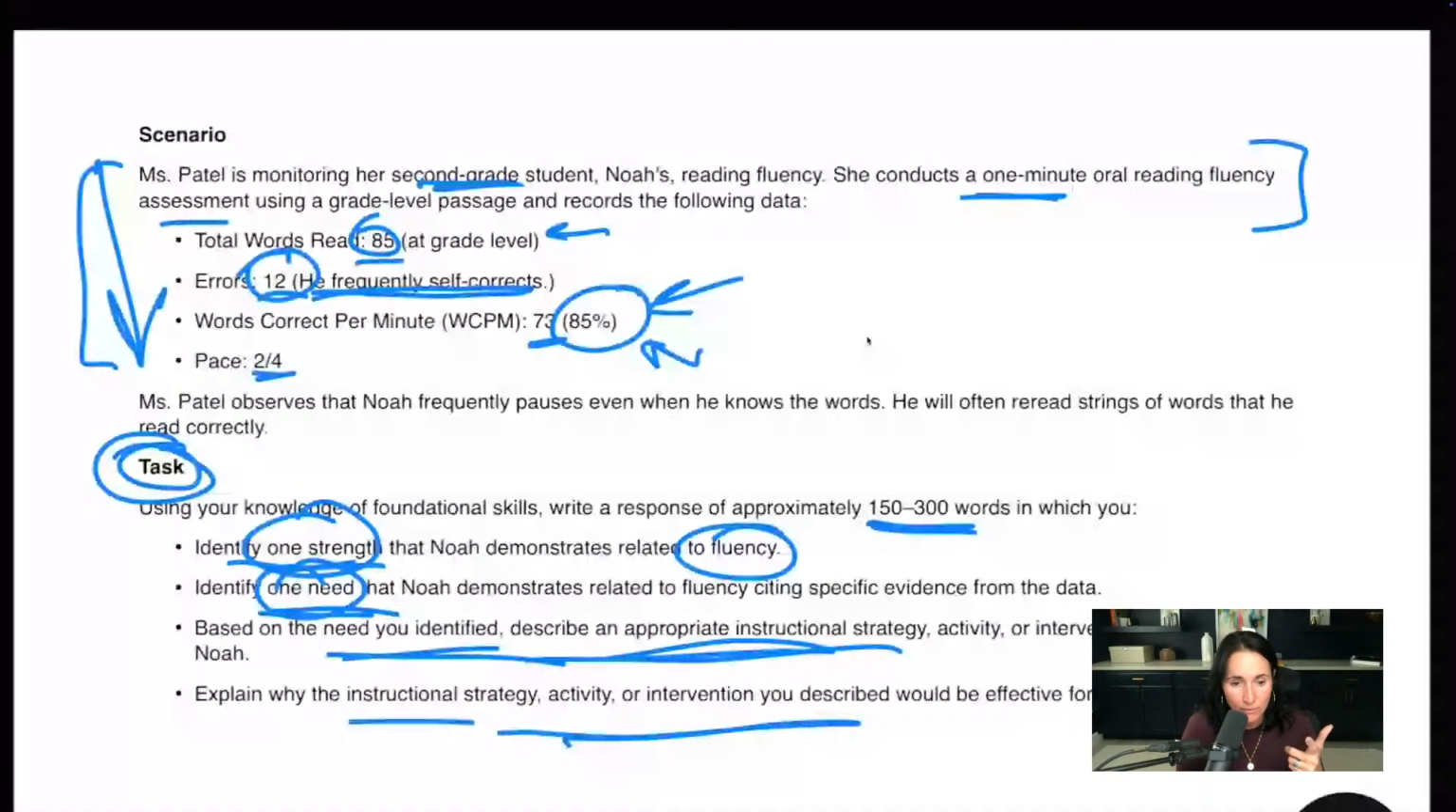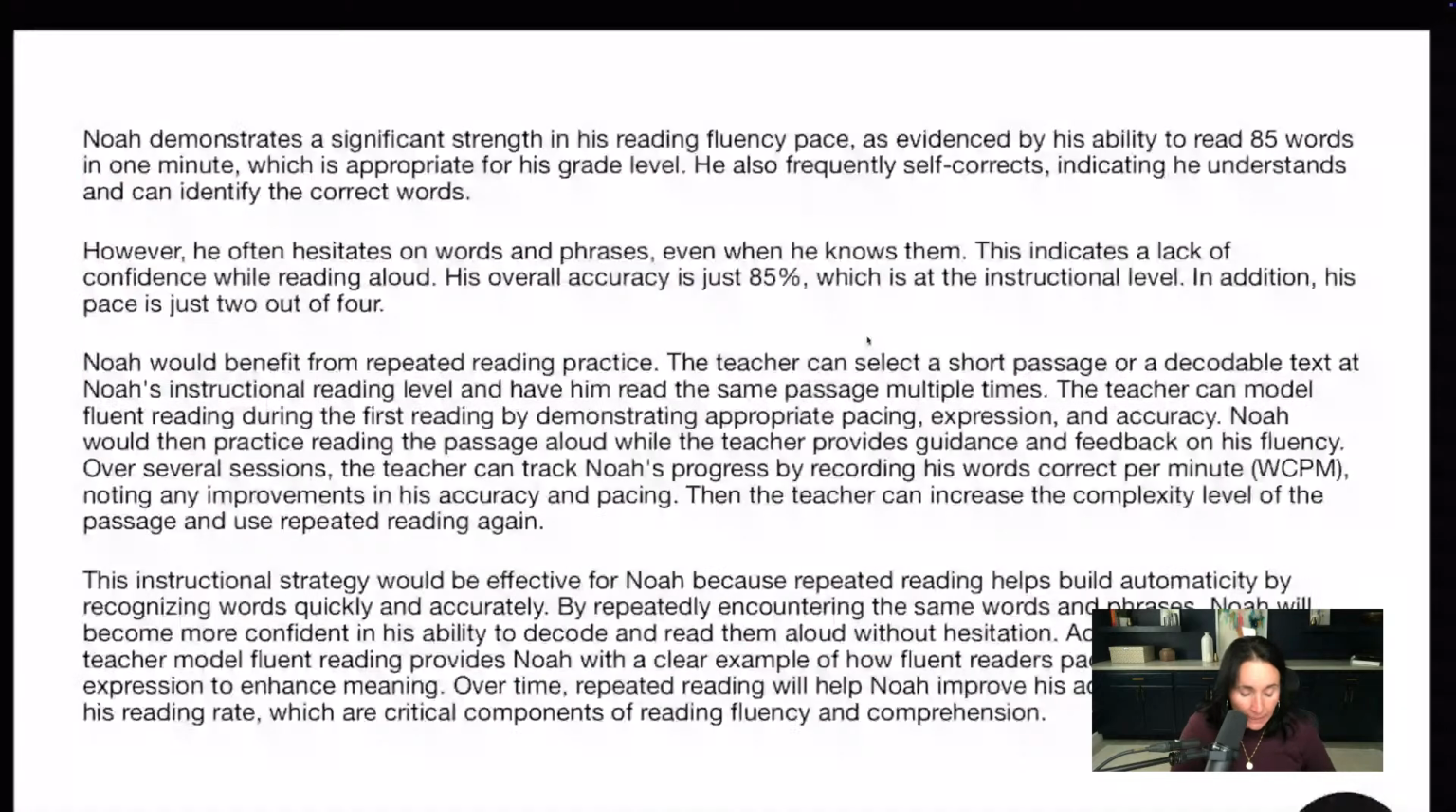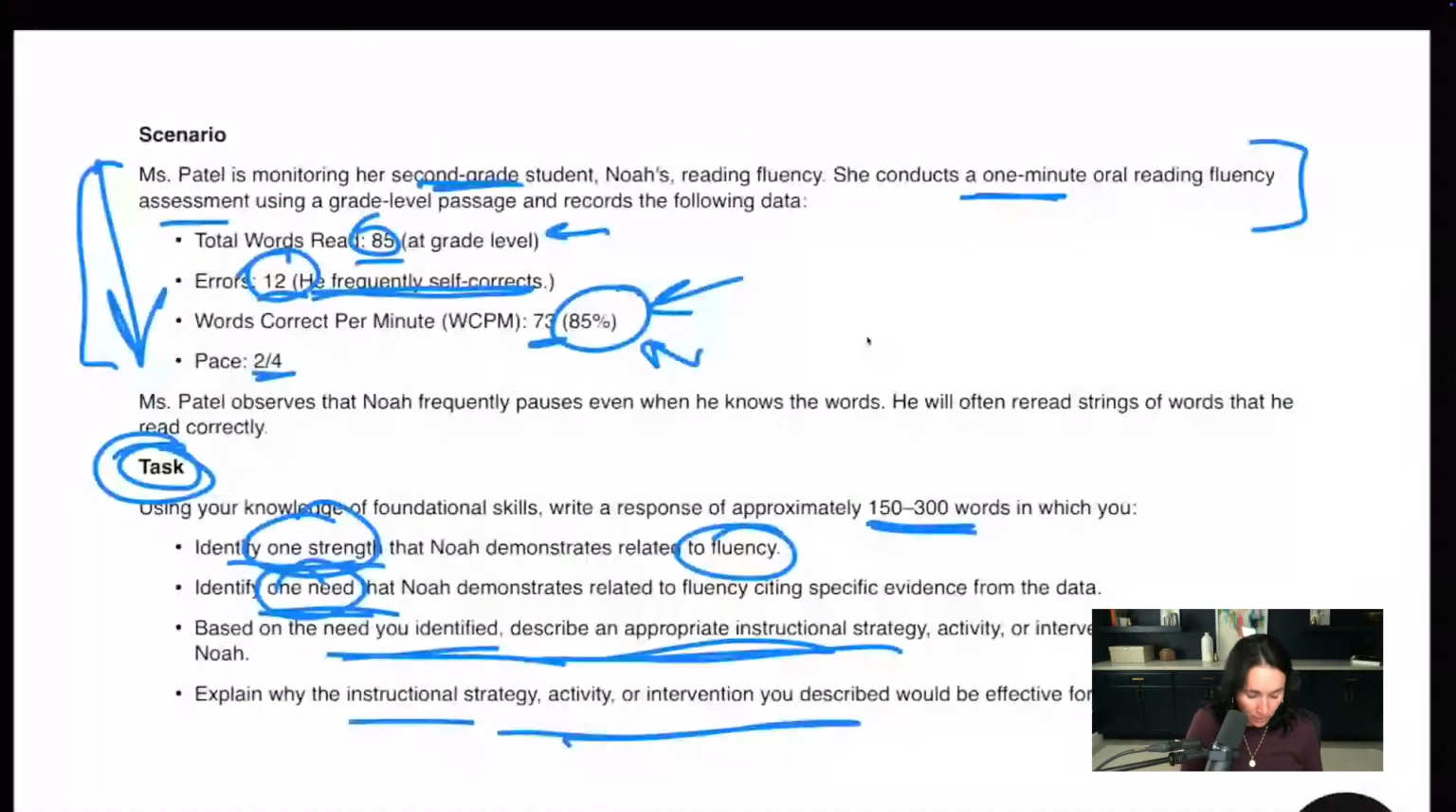And then I'm going to do repeated reading and I'm going to say why it's important. Now, I like to do 4 paragraphs for this. Why? Because I have 4 bullets here. 1, 2, 3, 4. And if I do 4 paragraphs, it makes it easy on the grader to see what I'm doing, which, when you make it easy on the grader, they're going to be happier with your thing.